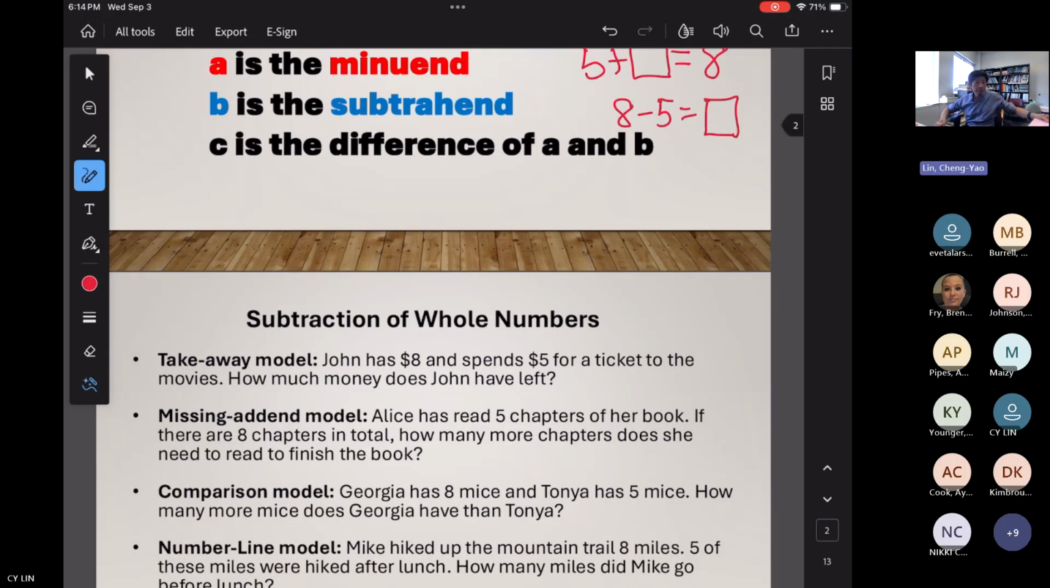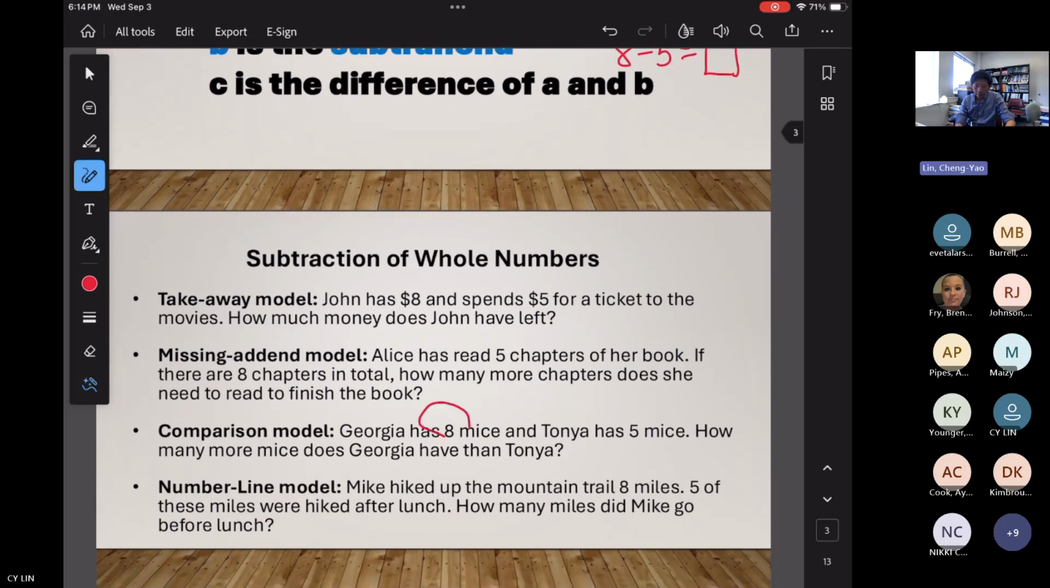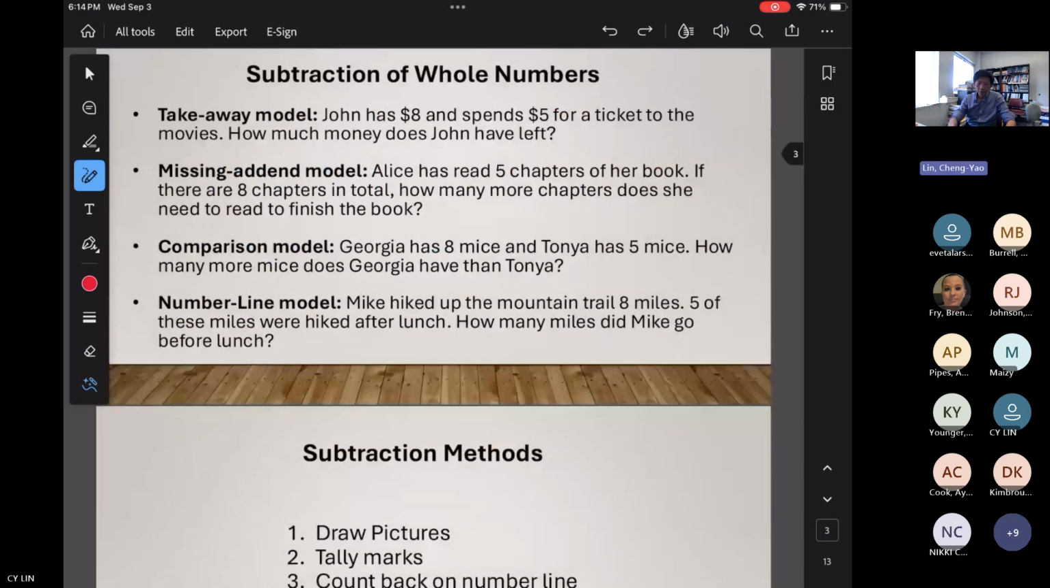The next model is called the comparison model. So we compare two quantities here. For instance, Georgia has 8 mice and Tanya has 5 mice. How many more mice does Georgia have than Tanya? So therefore, we compare 8 and 5. So therefore, equal 3.